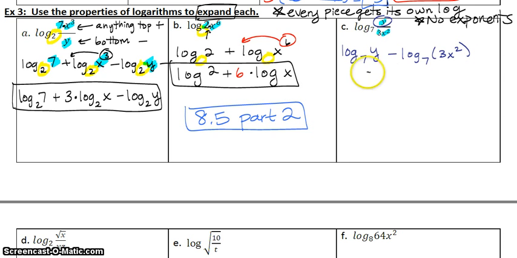But then when I split up the log statement, I would get the same thing anyways. So the shortcut just is, if you have two pieces on bottom, both of them are negative.